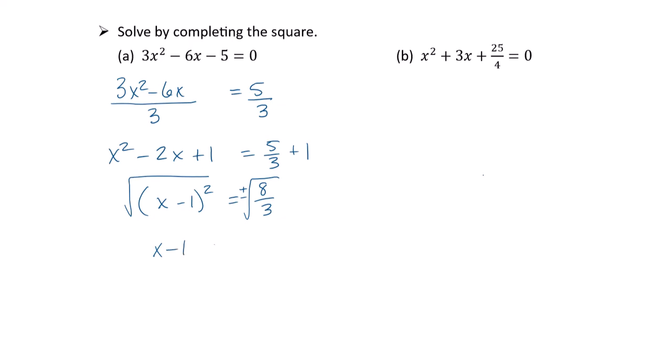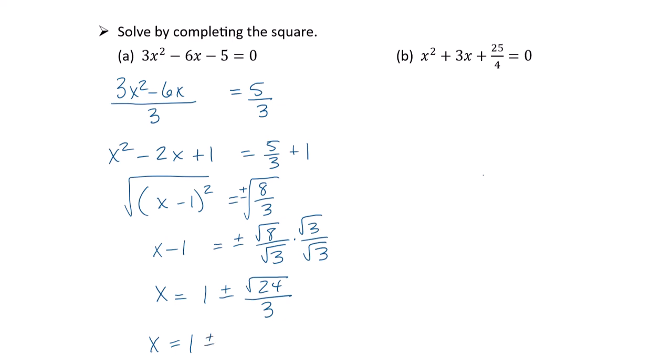This gives us x minus 1 equals plus or minus square root of 8 over square root of 3. I'm going to go ahead and rationalize the denominator here. This is going to give me x equals 1 plus or minus the square root of 24 over 3. The square root of 24 is the square root of 4 times 6, so I can write that as 1 plus or minus 2 square roots of 6 over 3.